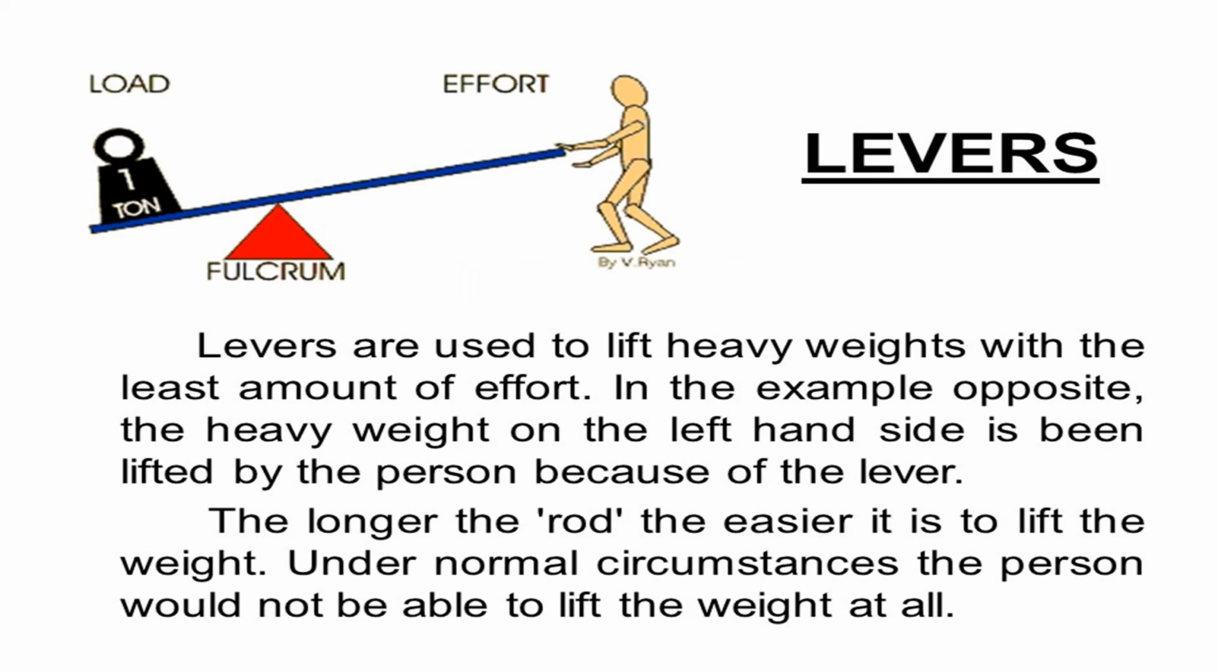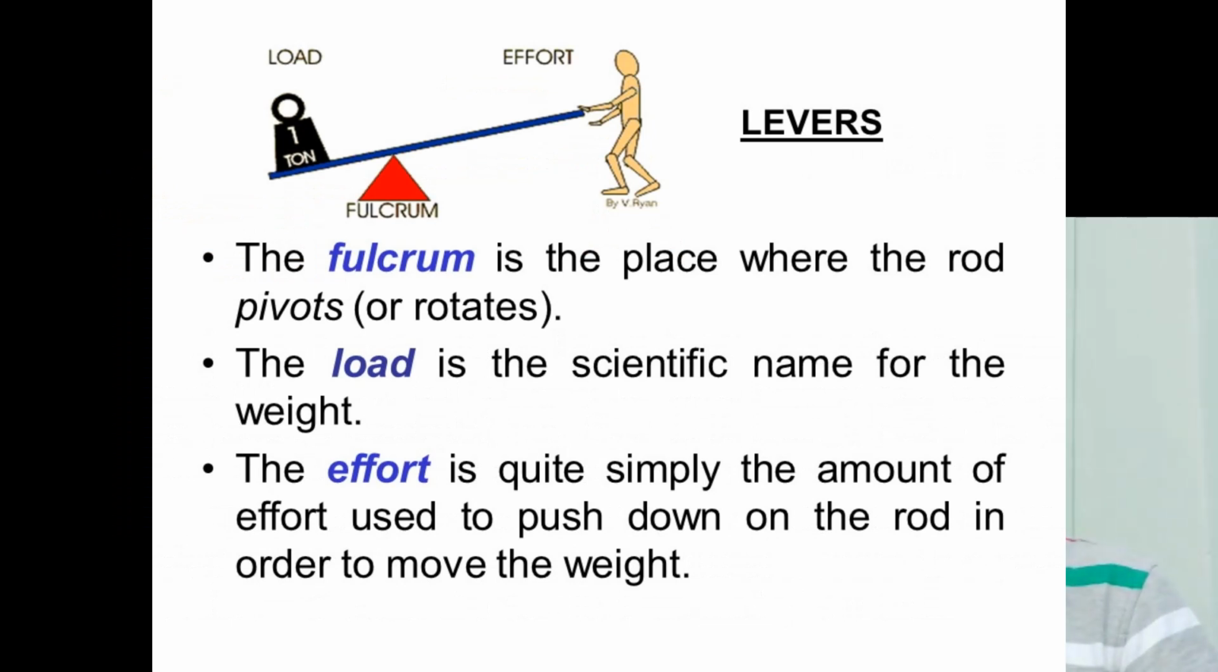In the example shown, you can see the heavy weight being lifted on the left side by this person on the right side. The longer the lever, the rod, the easier it is to lift the weight. In normal circumstances, 1 ton is very heavy and you are unable to lift it at all. Basically, what you have there is the three basic elements of levers.